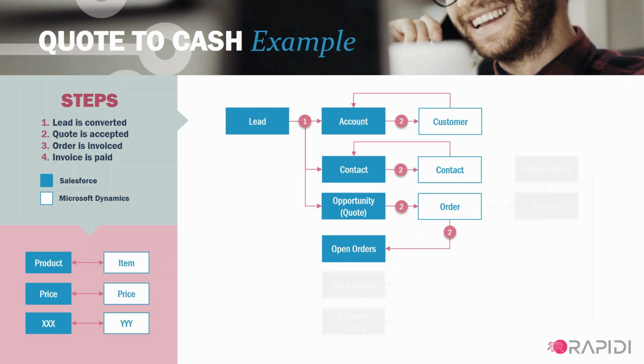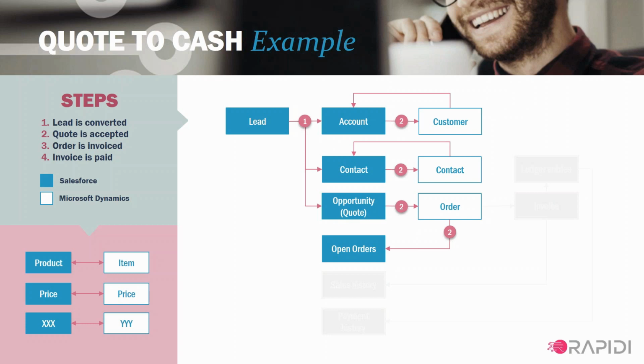It's very convenient for the salespeople to have an overview of the open orders on an account. So we synchronize back any changes to the open orders directly into the CRM system, which means that the sales reps don't have to switch systems in order to get an overview of the open orders.